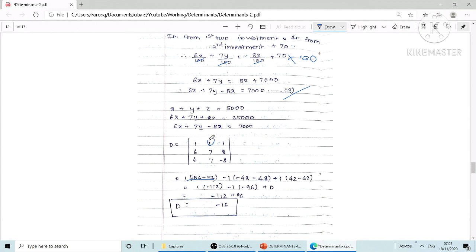Then again, copy this one as it is down. Hide the first column and second row. What is left? 6 and 6 is left, 8 and minus 8 is left. Then we will cross multiply. 6 into minus 8 is 48, 6 into 8 is 48. See here I have written.